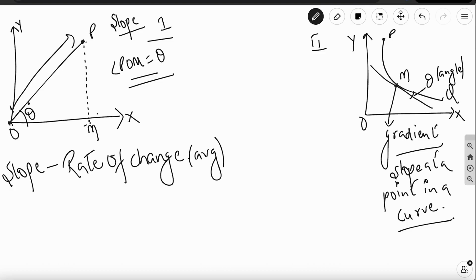So slope basically represents the rate of change. How much change has happened when we move from point O to point P. Now when we move, changes will happen in two places.